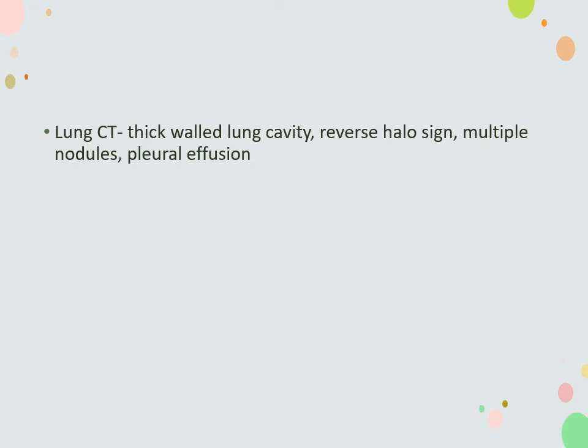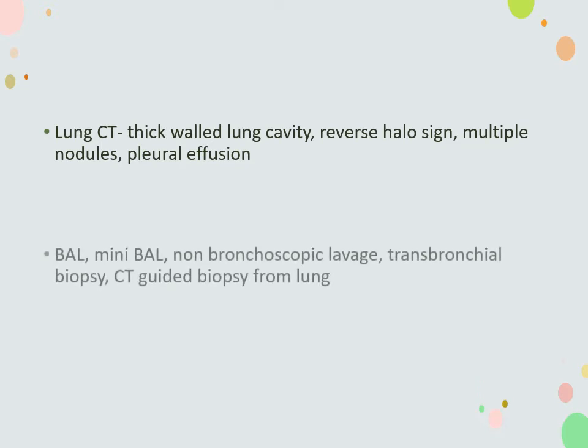So this is the one investigation, we are going for the microbiological testing. We can go for the pathology testing. Then is the CT scan. We can have the lung CT, that is the chest CT scan, and a thick wall lung cavity can be seen. Then reverse halo sign, multiple nodules, pleural effusion. So if there is a case of pulmonary mucormycosis, you can see various features in the lung CT.